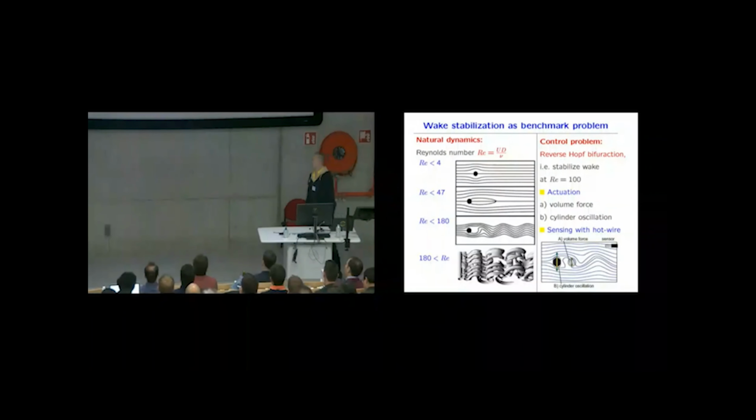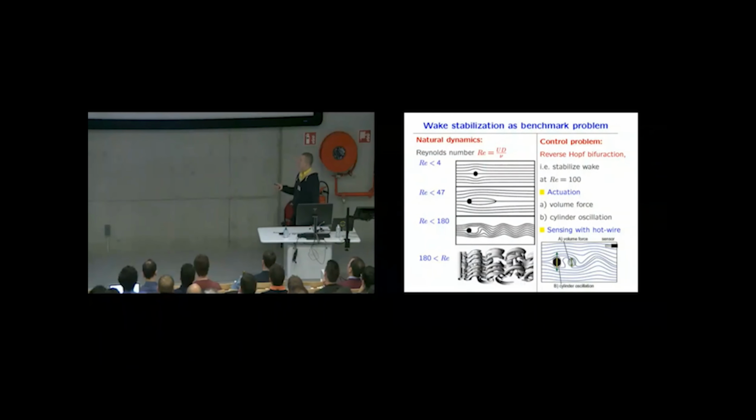So here we go again, back to the cylinder wake. We have discussed this. A typical control problem is to stabilize, so essentially reverse the Hopf bifurcation. Now we are at Reynolds number 100. The critical Reynolds number is something like 42, way above, lots of fluctuation. We want to go back to 0.